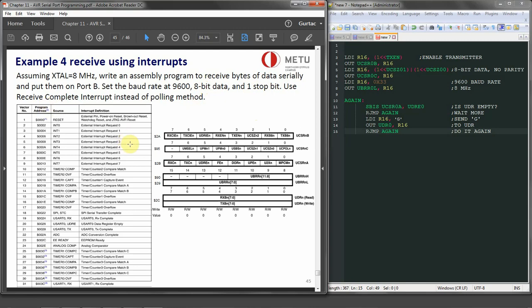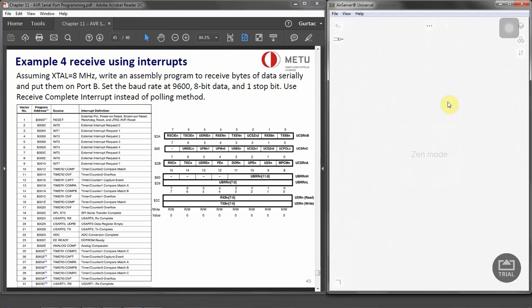So for interrupts to be receiving, which vector do we need to use? It says USART receive complete, it's over here, which is 0024. So I'm opening a new page over here. So the interrupt vector for USART RX is address 0024. This is important because we are going to use that.